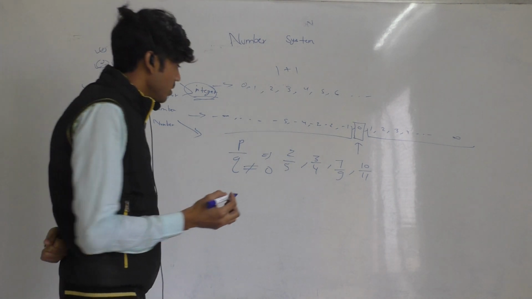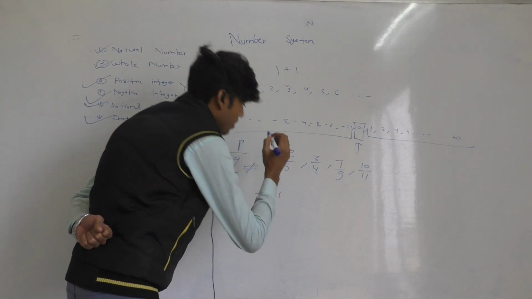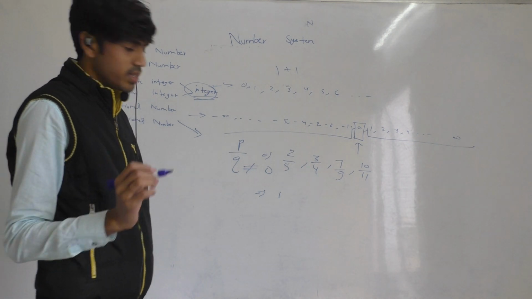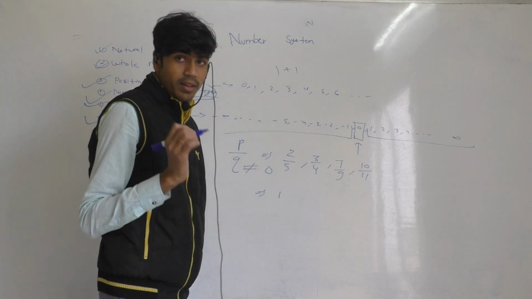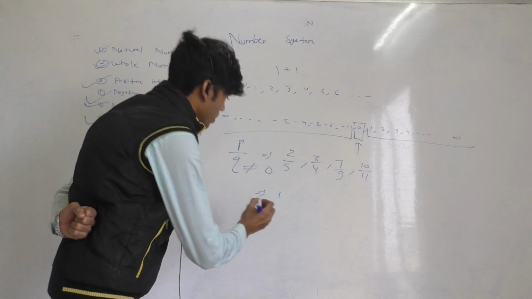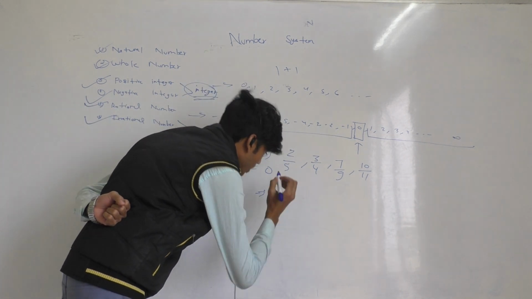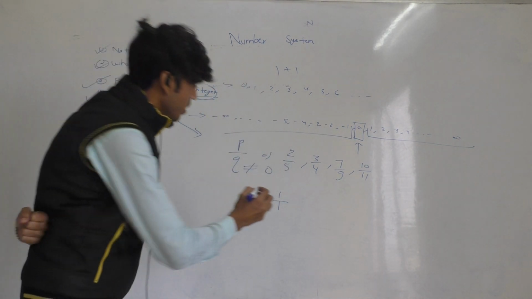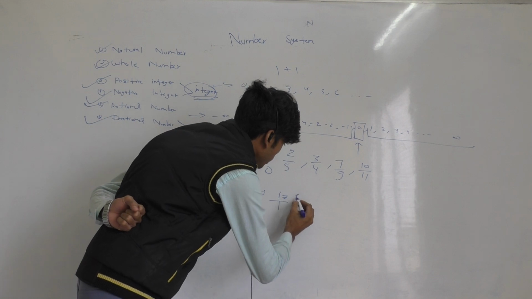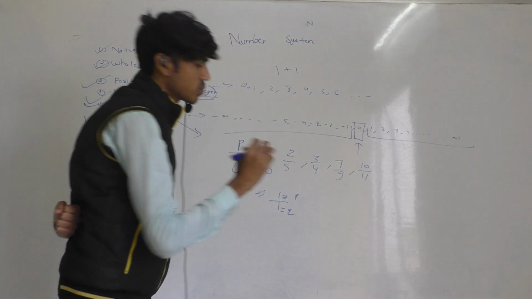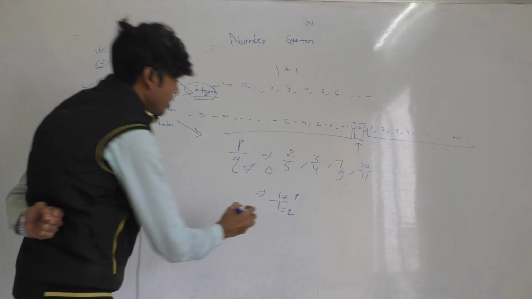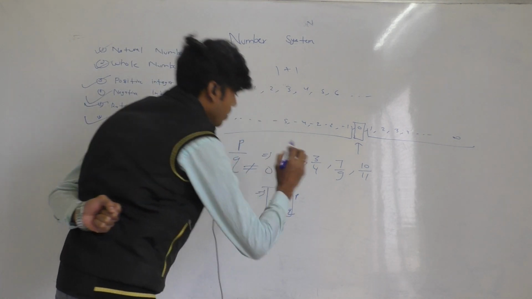You can ask me, is 1 a rational number? Yes, 1 is a rational number. Why? There is an answer. We can write 1 upon 1. So here p equals 1 and q equals also 1. In this way 1 is also a rational number.